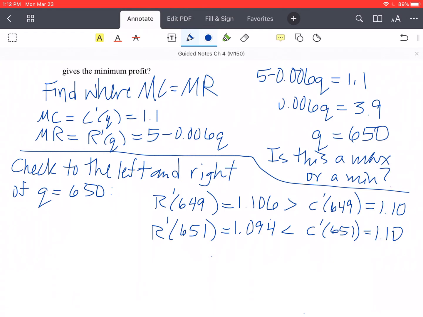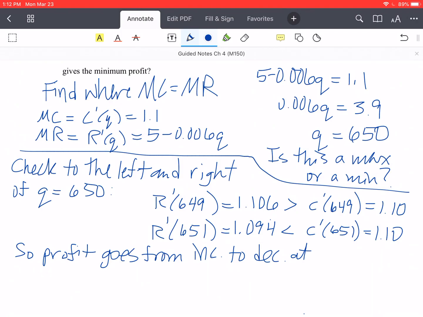Okay, so what does this tell us? So profit, if we went from marginal revenue being greater to marginal cost being greater, so if we make that switch, profit goes from increasing to decreasing at Q equals 650. Thus, 650 is a maximum.